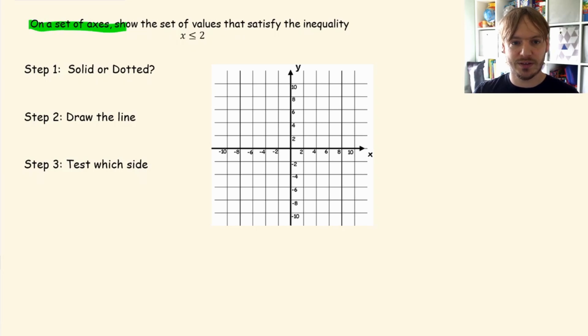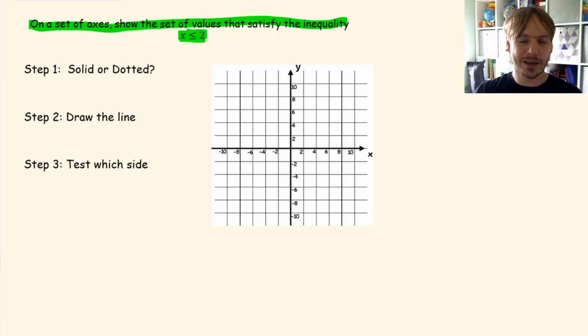On a set of axes, show the set of values that satisfy the inequality, and then our inequality is x is less than or equal to 2. Now, before we can begin doing anything, we have to answer ourselves a question. And it's a bit like when we were drawing them on the number lines, whether we were going to fill in or leave empty our circle. In fact, it follows the exact same logic. And the question is, do I want it to be solid or dotted?